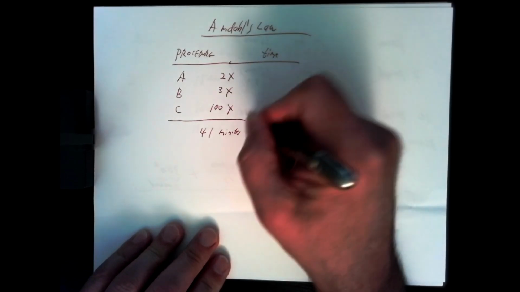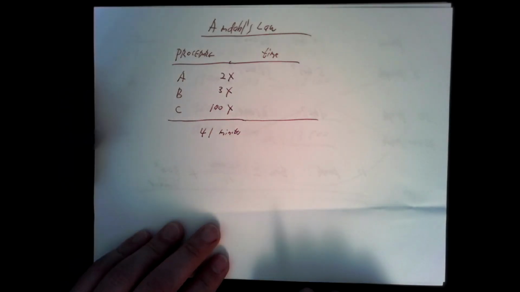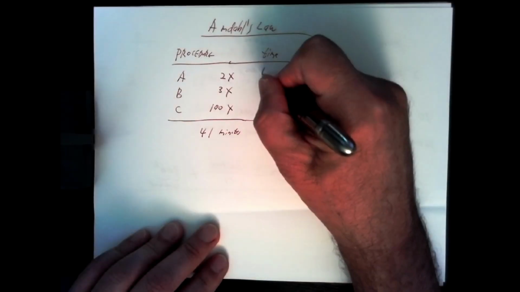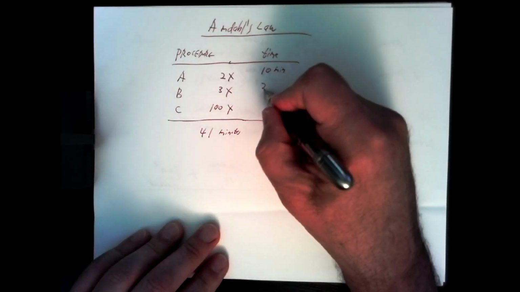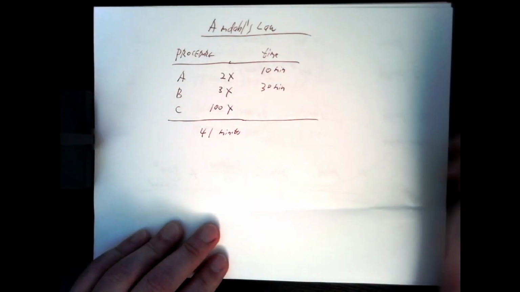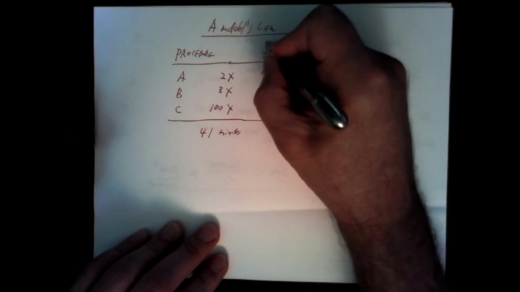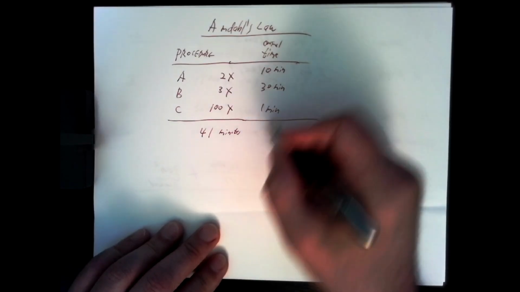We also need to look at how much time we're spending in each of these pieces of code. So suppose in this 41 minutes, we spend a total of 10 minutes in part A, and 30 minutes in part B, and 1 minute in part C. So that's why we get 41 minutes.